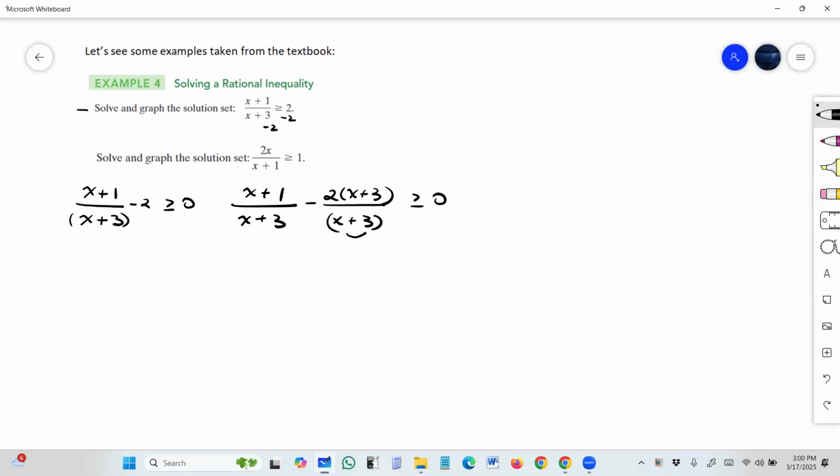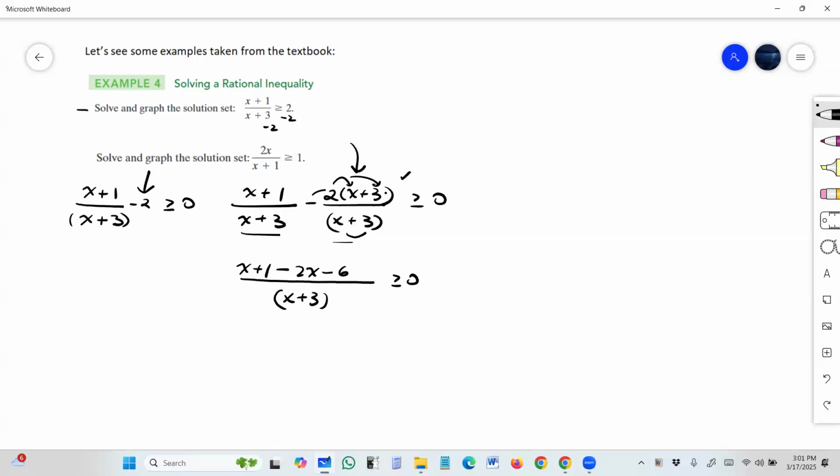Now this fraction remains the same, because if I were to cancel the x plus 3 and x plus 3, I end up with the minus 2 again. So this is correct. Now that I have a common denominator, you are going to combine the two fractions into one. Now, in the numerator, I have x plus 1 minus, and obviously distribute the negative 2: negative 2x minus 6, right? It's negative 2 right here times the positive 3.